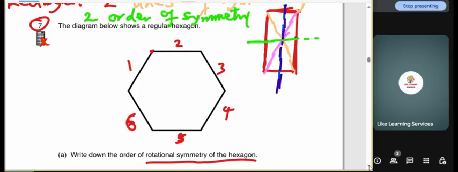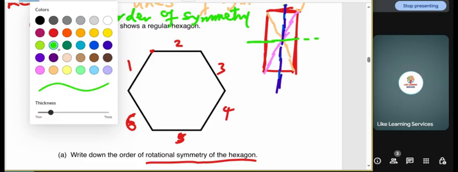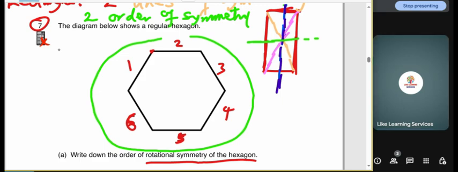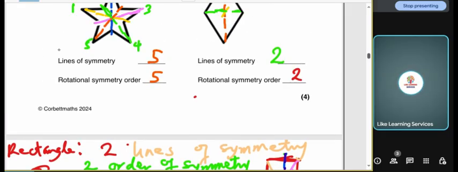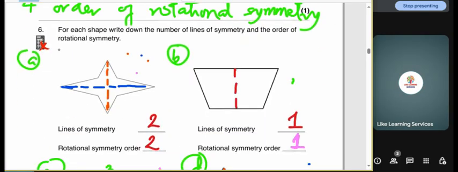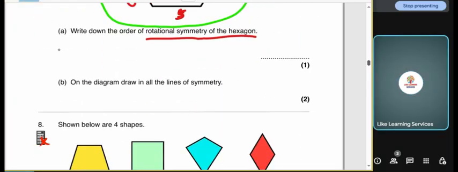If you rotate it 360 degrees, how many times will it appear the same? Is the number of sides the same as the lines of symmetry? Sometimes they tally, they are the same. Some other times they are not. It doesn't mean that the lines of symmetry will always be the same as the order of symmetry.